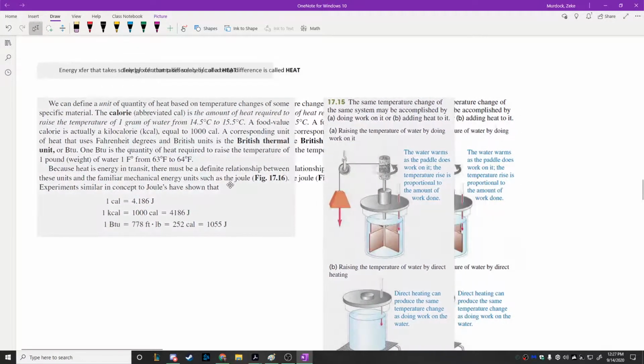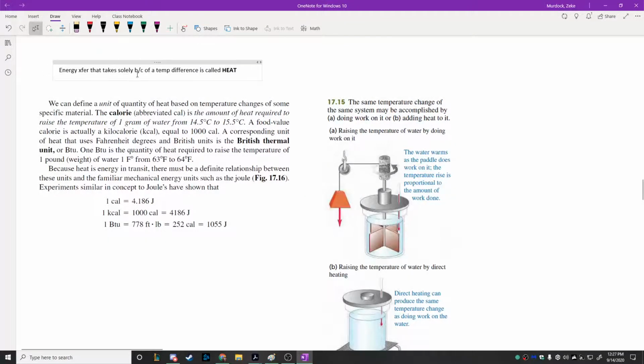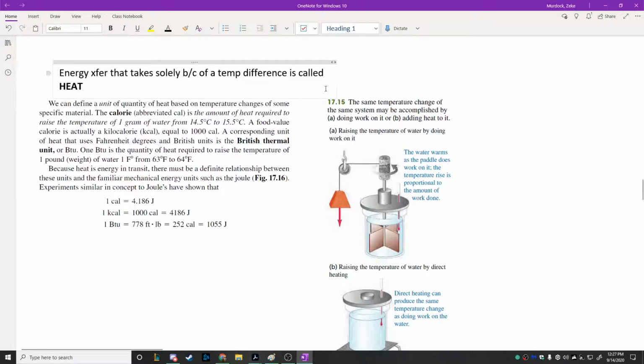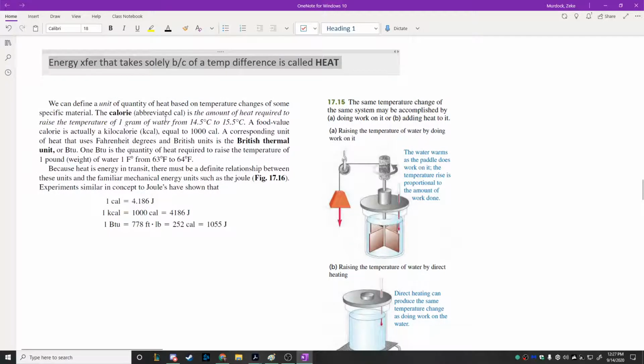Okay, the first thing I wrote down here, and I'll expand this so it's a little bigger, make it bigger so it's one line. Okay, so we'll start off by defining what the word heat means.